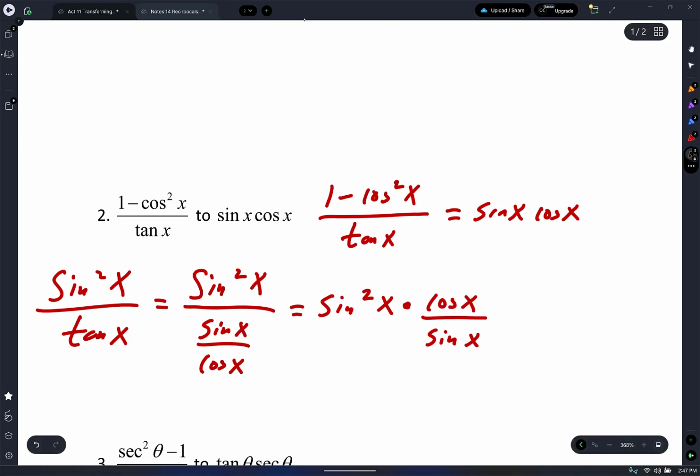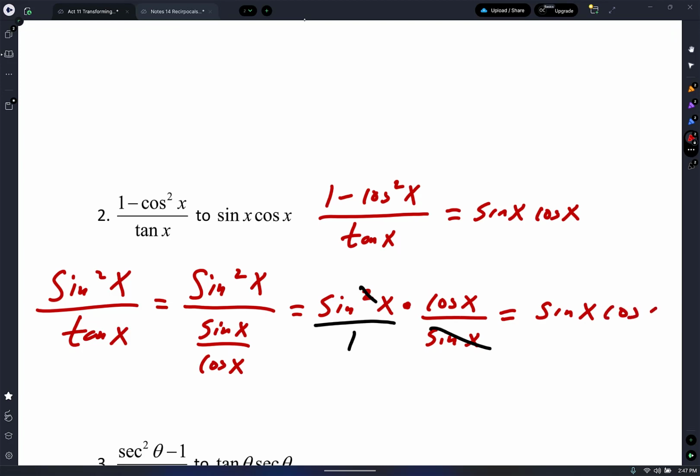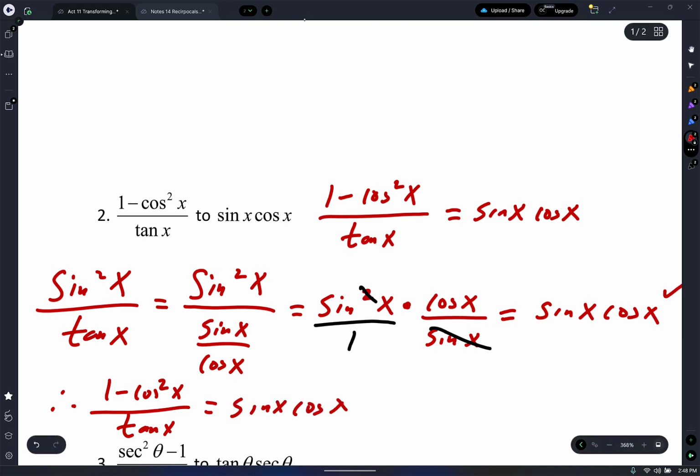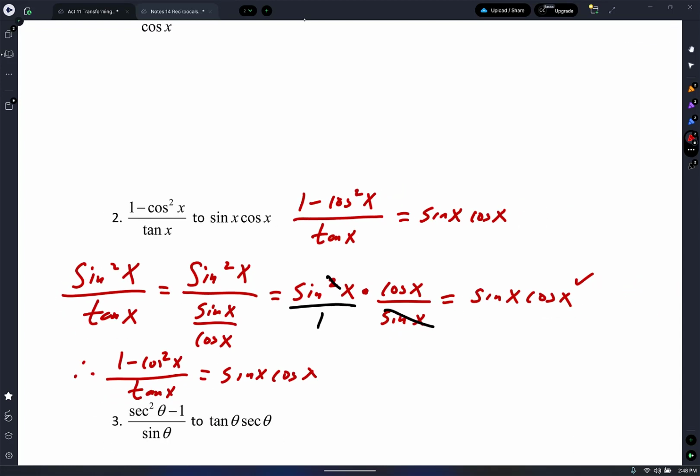What can I cancel out? Remember, this is like sine squared x over 1. What can I cancel out? One of the sine x's. Bam, bam. Look at that. The only thing you have left is sine x cosine x. Put 3 little dots, shape of a triangle, and then you just write (1 minus cosine squared x) over tan x is, in fact, sine x cosine x, because you proved it right here. Does that make sense? Okay.